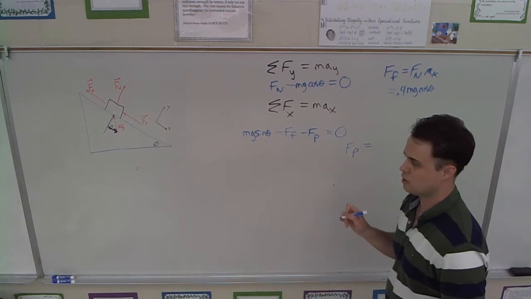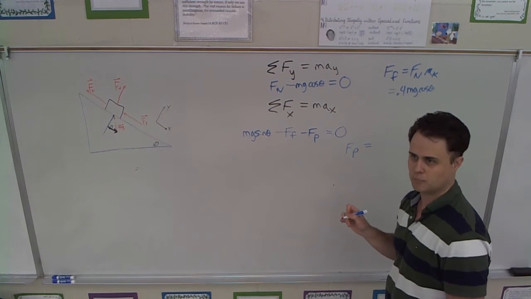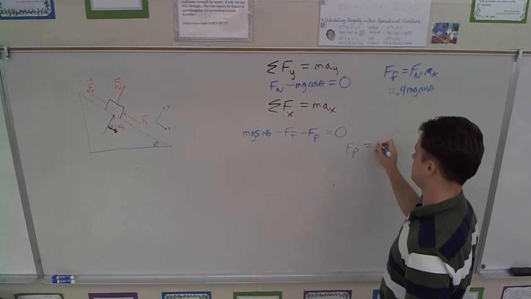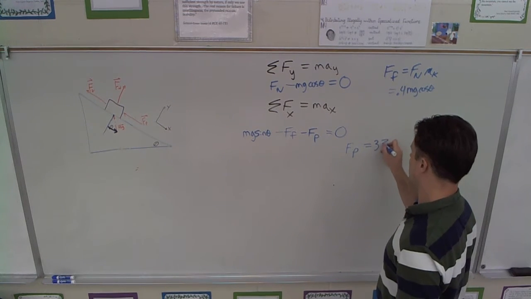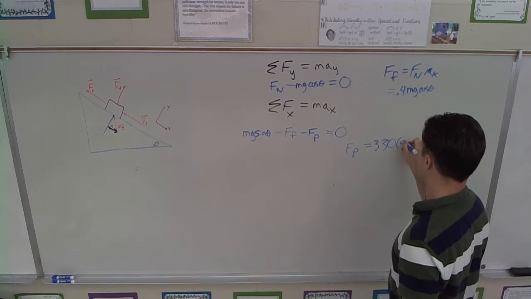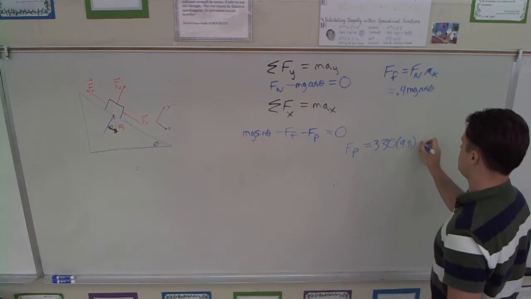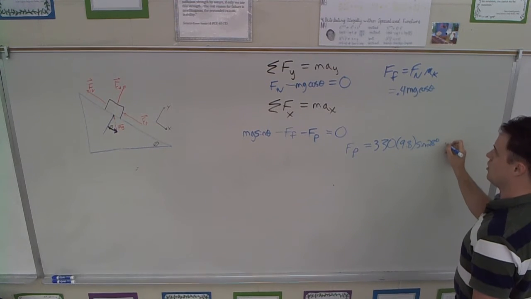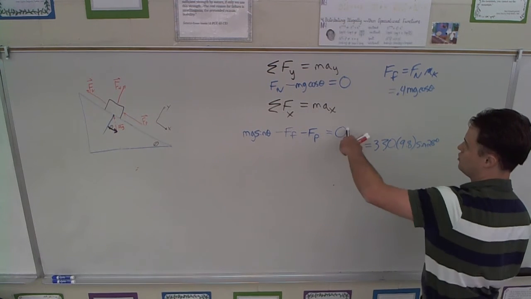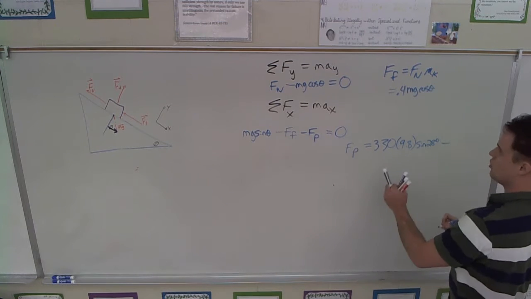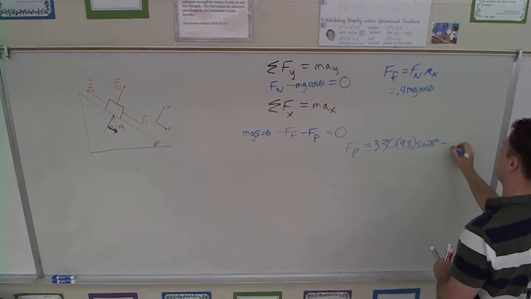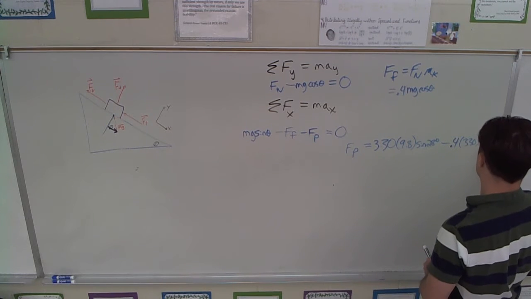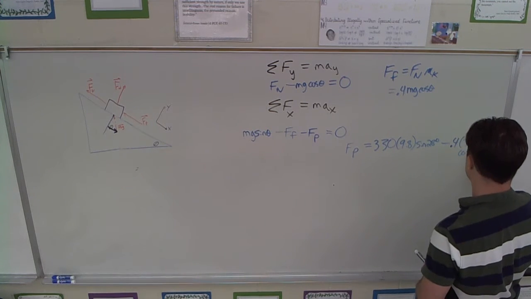So I'm going to have F sub P, if I move it to this side, equal to mg. Can you help me plug in the numbers and calculate it real quick? What was the mass of the piano? 330 kilograms. 330 kilograms times gravity times the sine of 28 degrees, the angle theta. And then I'm adding this over here, so I have minus the force of friction, minus 0.4 mg cosine of 28 degrees.